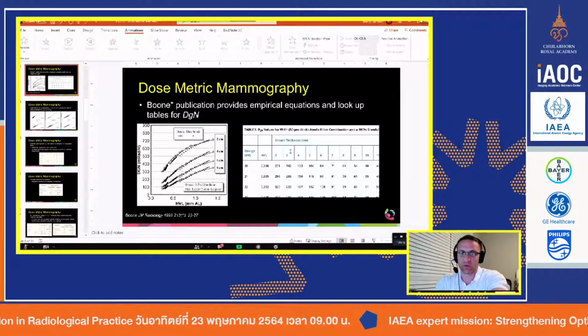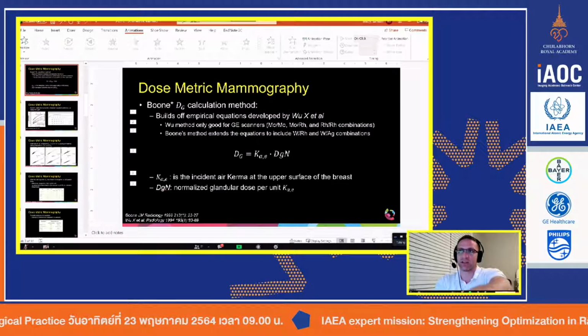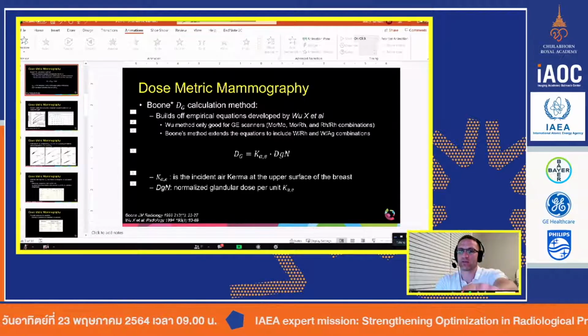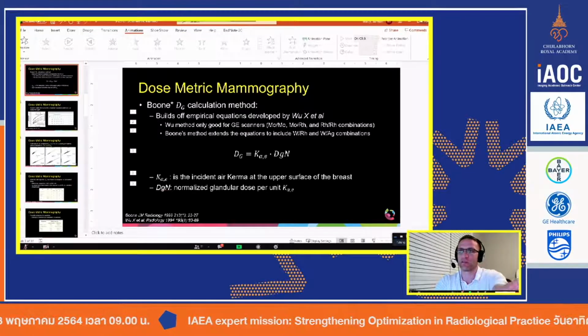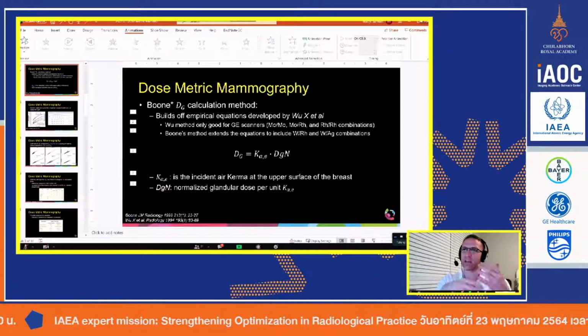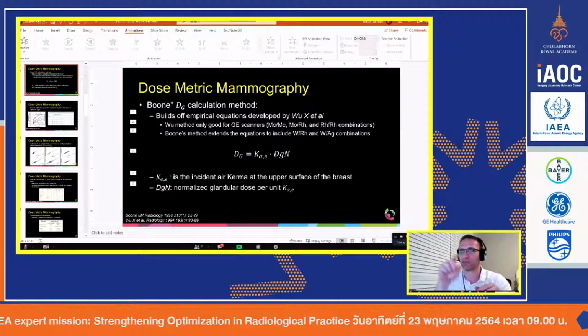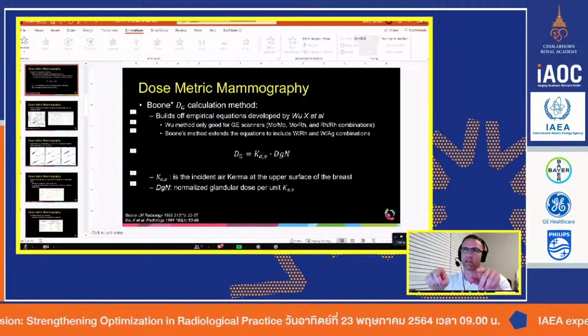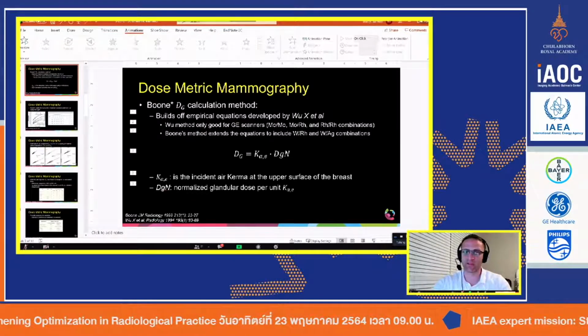You can take those calculation values. If you're using the Wu and Boone method, that DG sub n, you can take those values, multiply it by the air kerma you measured, and you get mean glandular dose. There's nothing wrong with that. It's just very manual in that regard. It requires looking up values, calculating things. Now you can do this with software, that's fine.